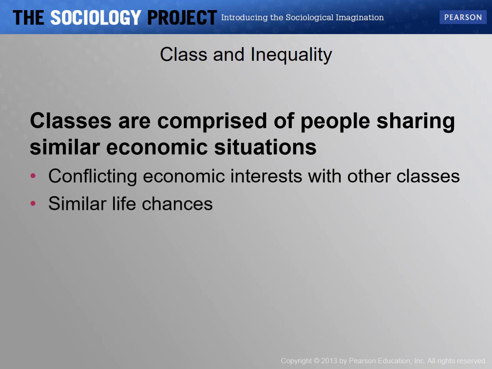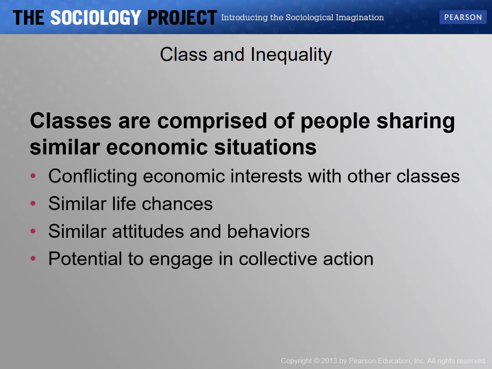They also have similar life chances, which might include where they live, what kind of car they drive, where they eat, where they go to college, and where they get their health care. And they often have similar attitudes and behaviors, for instance, political affiliations, religious affiliations, etc. And as a group, they're more likely to engage in potential collective actions like striking or political activity.